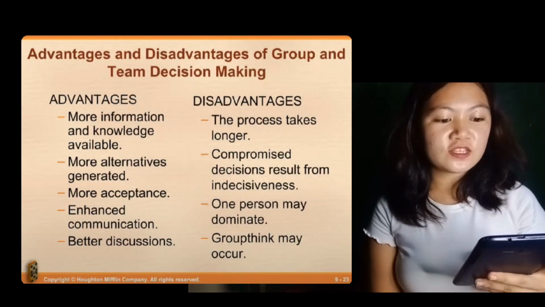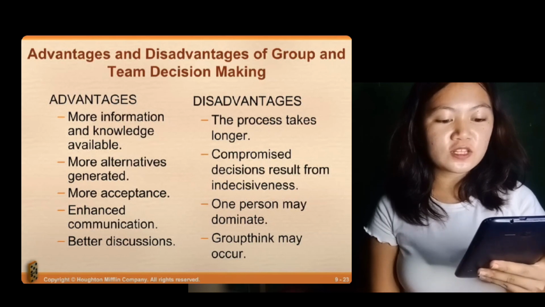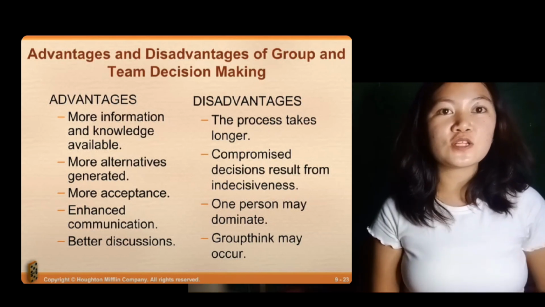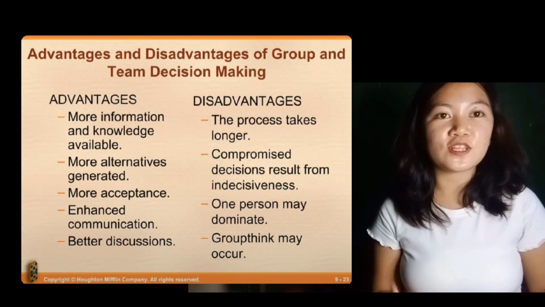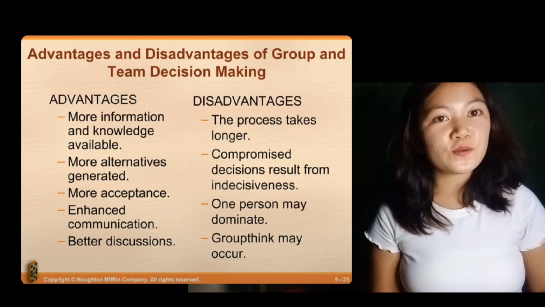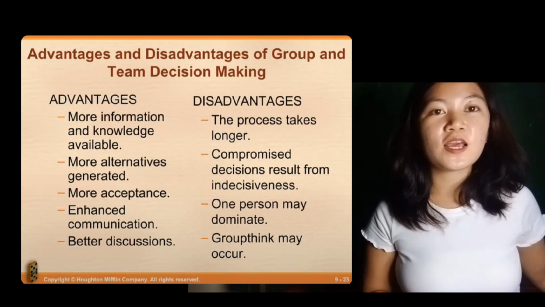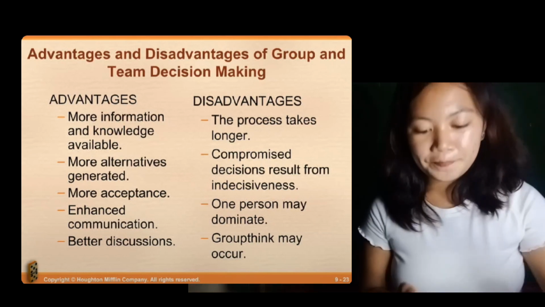Advantages and disadvantages of group and team decision making. Advantages: more information and knowledge available. In addition, factual knowledge enhances cognitive processes like problem solving and reasoning. The richer the knowledge base, the more smoothly and effectively these cognitive processes operate. So the more knowledge students accumulate, the smarter they become.